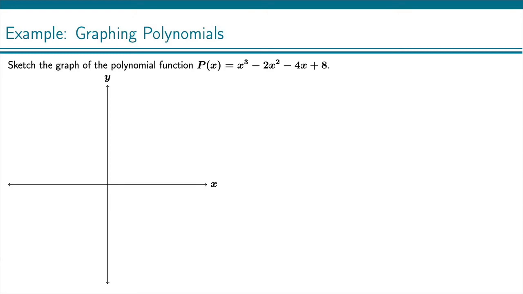Sketch the graph of the polynomial function p of x equals x cubed minus 2x squared minus 4x plus 8. First thing we do here is we look at our leading term to determine our end behavior.